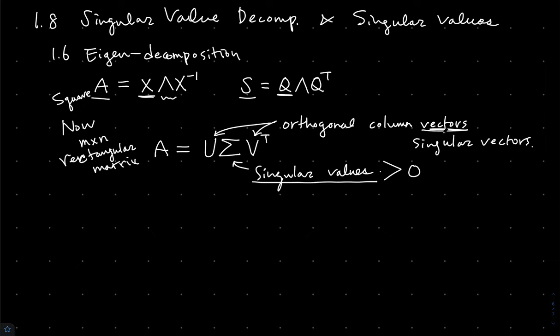All right, so basically, singular value decomposition, this is SVD, is basically an eigen decomposition, but for rectangular matrices, matrices with any kinds of dimensions. We could say that. Now, let's go a bit deeper. These singular vectors, where do they come from? How are we going to compute them?